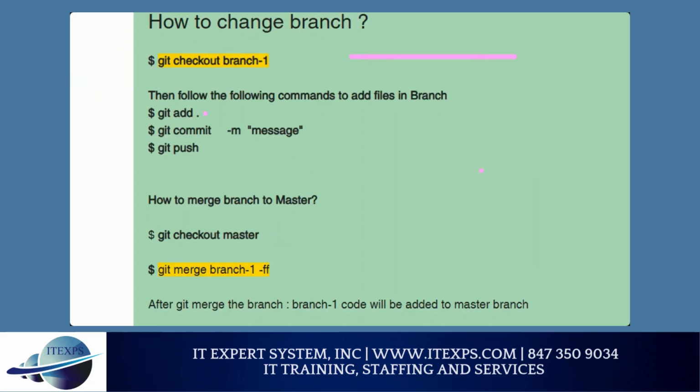At this moment, how many branches do I have? Just one. What is the branch name? Main. So if I want to create a branch, I'll say git checkout branch one. Instead of branch one, I can say feature.